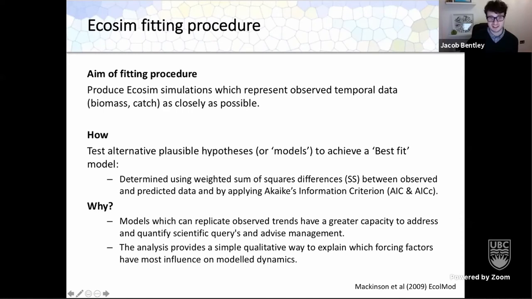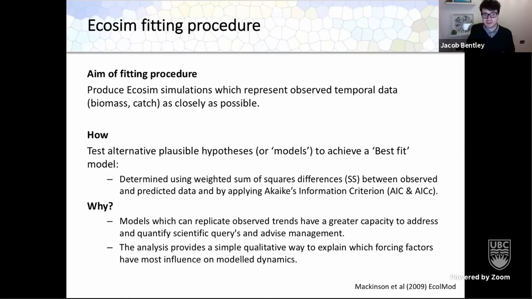And during the fitting procedure, we test a number of alternative plausible hypotheses or models to achieve a best fit. These hypotheses include whether or not we want to include fishing as a driver. Do we think fishing has been important for our ecosystem? Is it the vulnerabilities, so the top-down or bottom-up interactions between predators and prey? Is this what's been driving the dynamics? Or is it something like temperature?